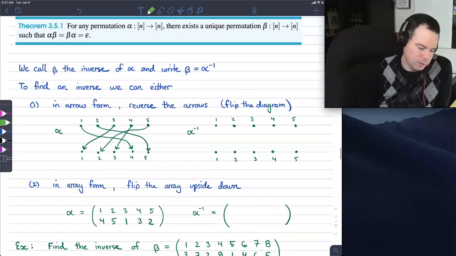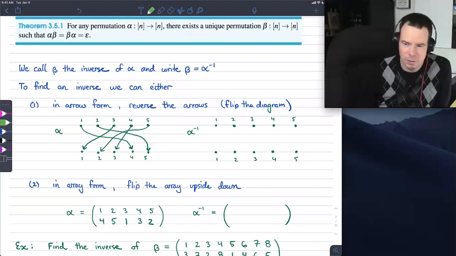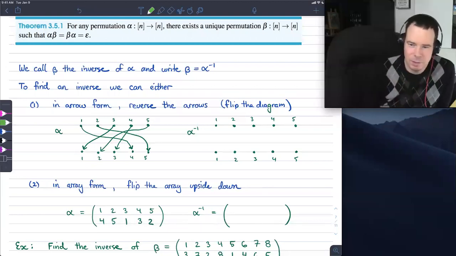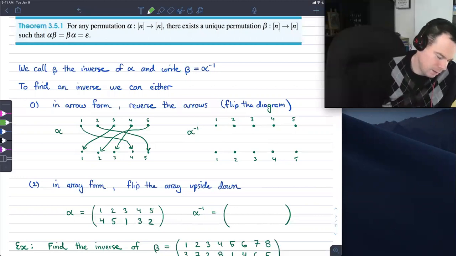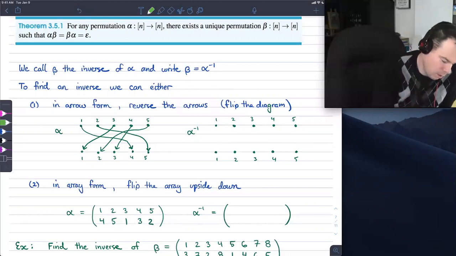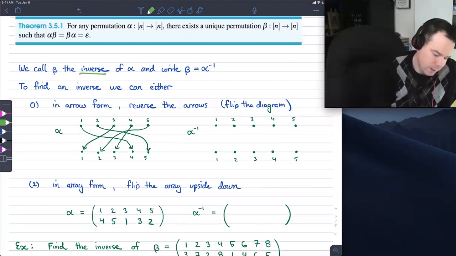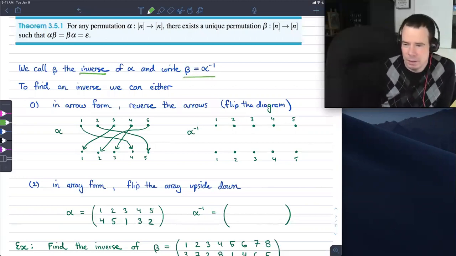So for permutations, for permutation alpha, there exists a unique one beta, which is its inverse, so that by definition that means alpha beta is the identity, and so is beta alpha. We call it the inverse, and we use this notation. Beta can be written as alpha with the superscript of -1. So we still use that inverse notation.